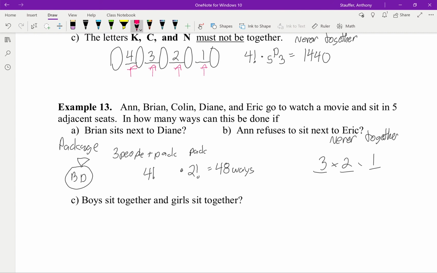And then from here, I have 1, 2, 3, 4 spaces. So my 3 times 2 times 1 would give me 3 factorial, and then I have 4 spaces, and I'm placing 2 people in there. So this would be 3 factorial multiplied by 4p2, which would give me 72 different ways.